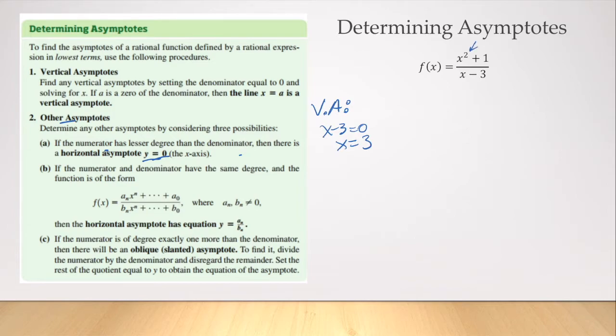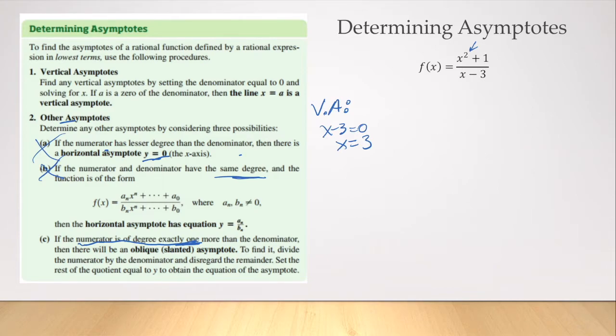While my numerator is of greater degree, so it's not going to be a. Because my numerator is of greater degree, they aren't going to have the same degree, so it's not going to be b. The only option left is none, which could happen, or oblique. If my numerator is of degree exactly 1 more than my denominator, then there's an oblique asymptote. Well, this just happens to be the case.